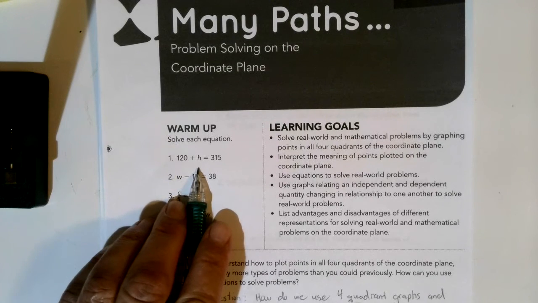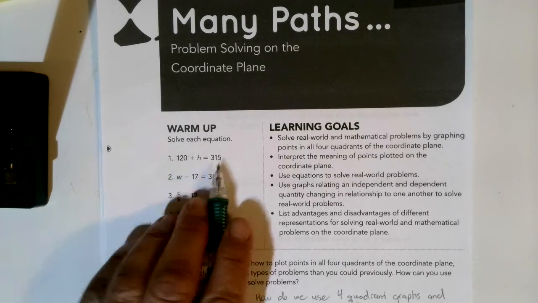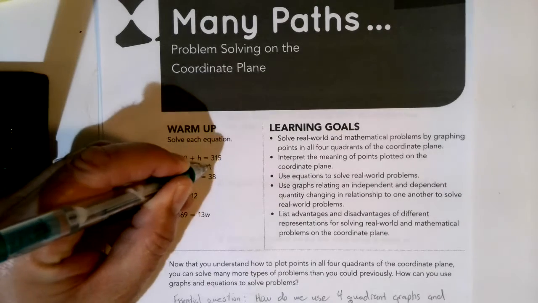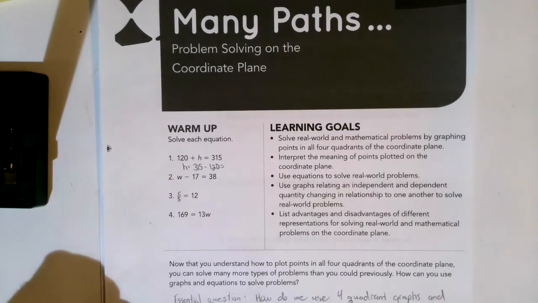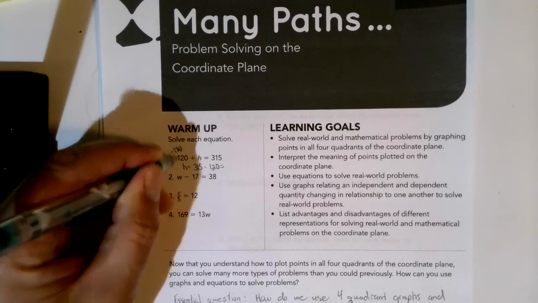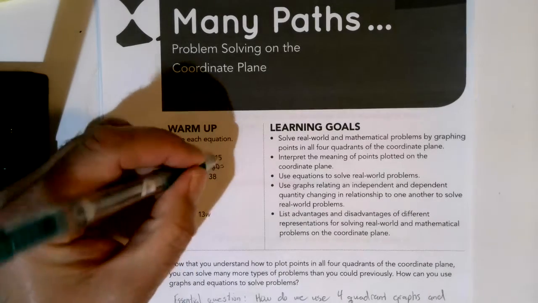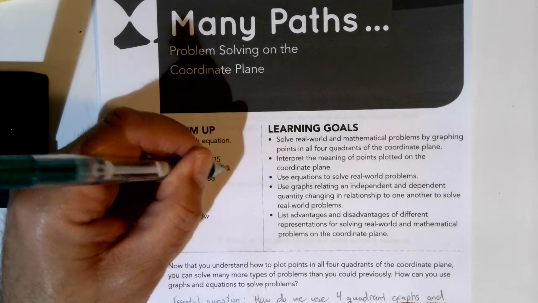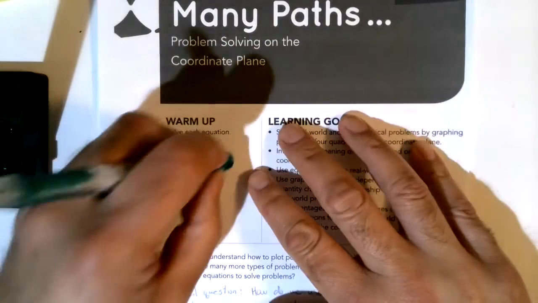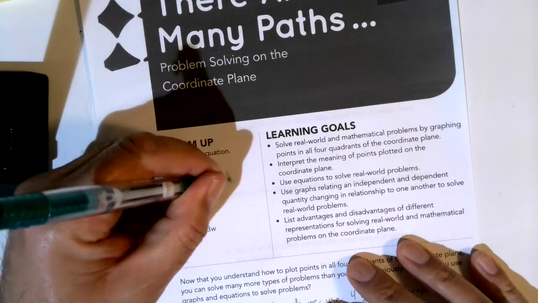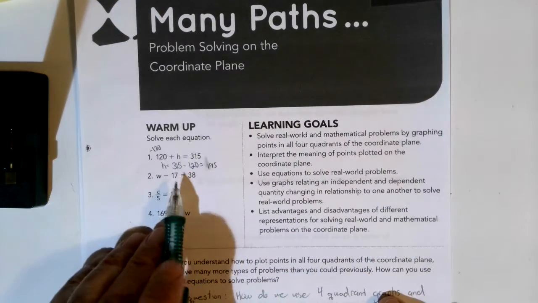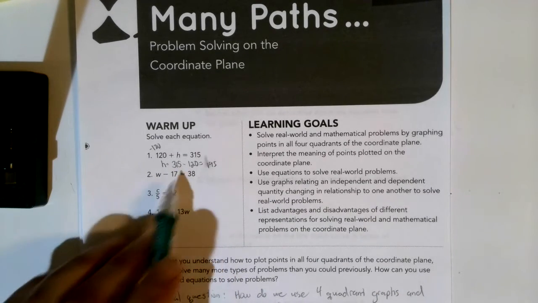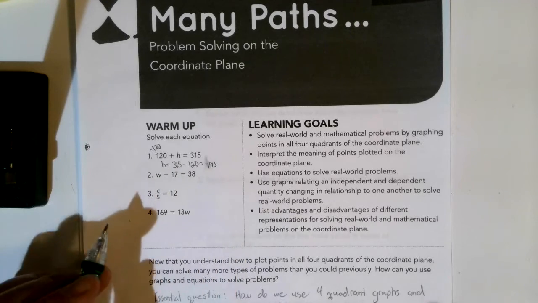So in order to isolate h, I need to subtract 120 from both sides. So h equals 315 minus 120, because if I subtract 120 from positive 120, it gets just h, and that would equal 195. And I was able to do that in my head because I know that 15 is 5 less than 20. So if I take that away, it's 95 plus the other 100 is 195.